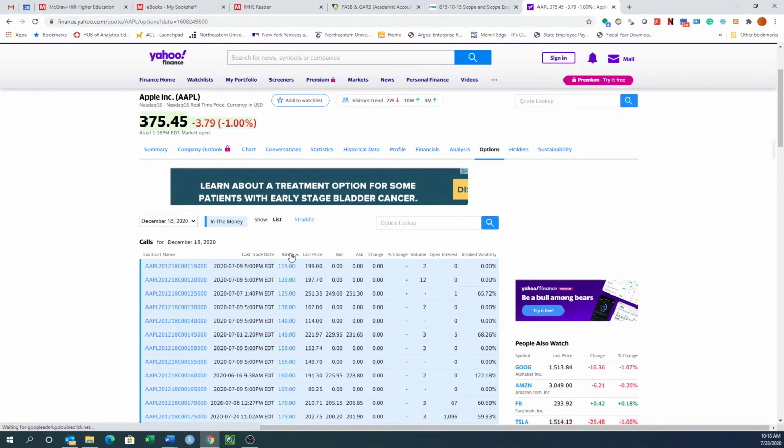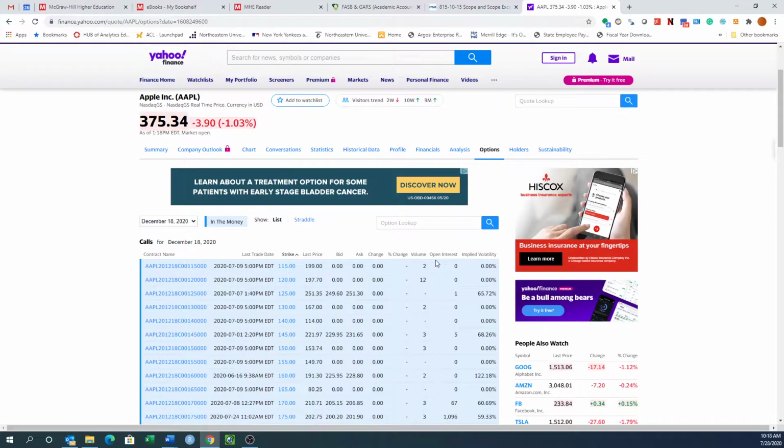So the strike price is something that's in the contract. There are other variables that you see here, and we'll go over those when we talk a little bit more about option pricing. But I at least want to have you understand what the strike price, in the money, and out of the money are.